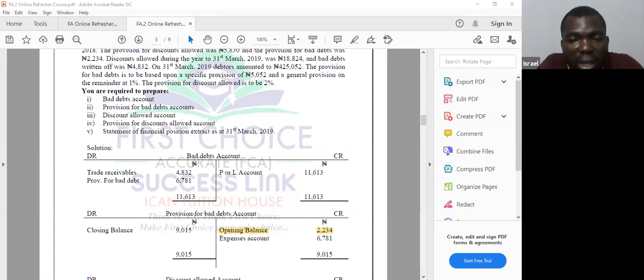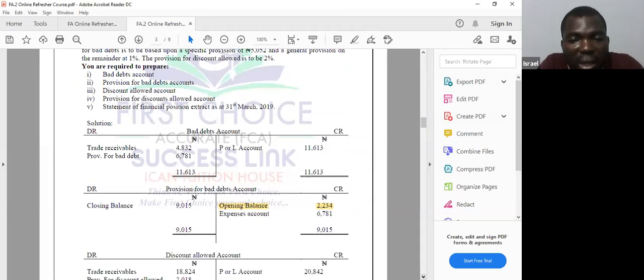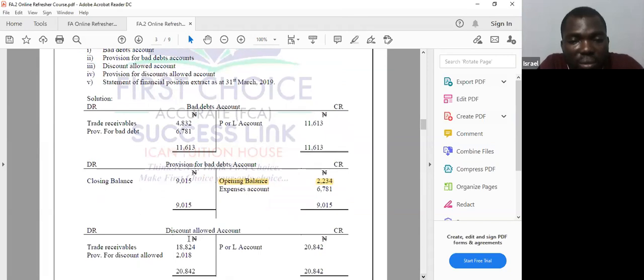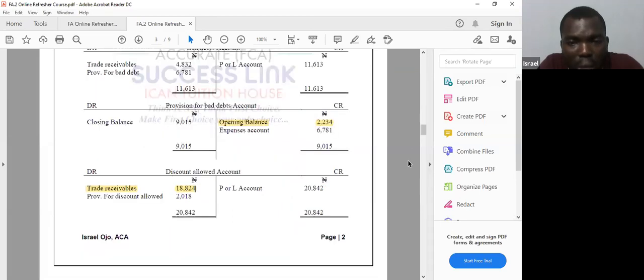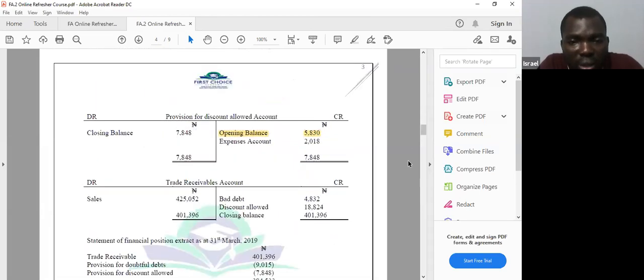18,824. So what we do there is look at the discount allowed account. You put it there. Your second leg goes to the trade receivables. You have that figure here, 18,824. Then after that, we have discount allowed for the year. That is the second leg. So we have drawn the second leg. So we move on to the next one.